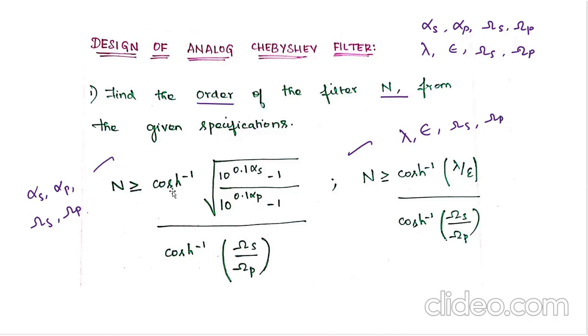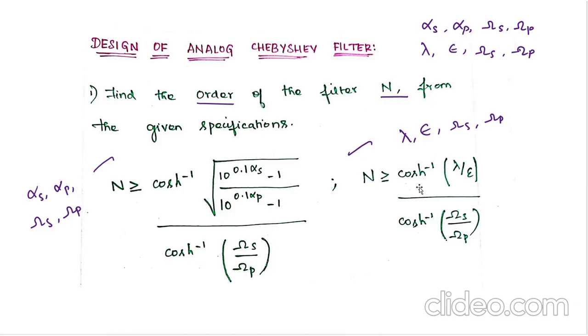So this is cosh inverse of square root of (10 power 0.1 alpha S minus 1) divided by (10 power 0.1 alpha P minus 1), divided by cosh inverse of omega S by omega P. Either this formula or this formula, that is cosh inverse of lambda by epsilon divided by cosh inverse of omega S by omega P.